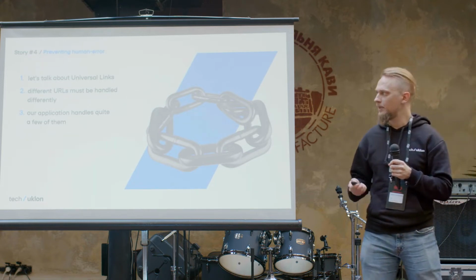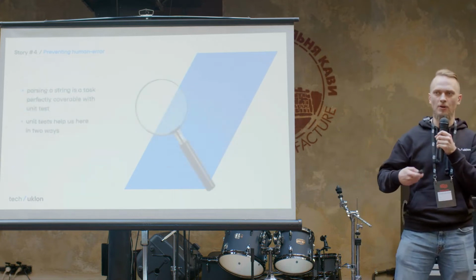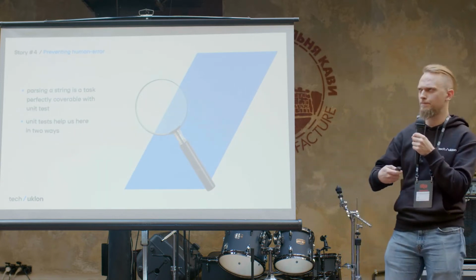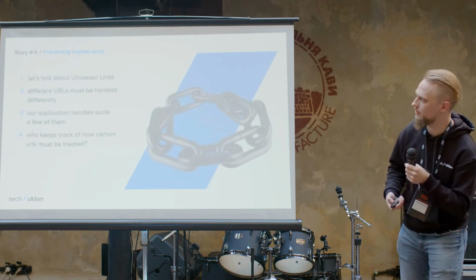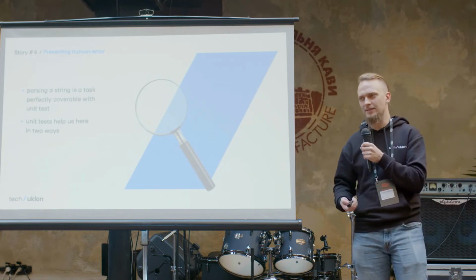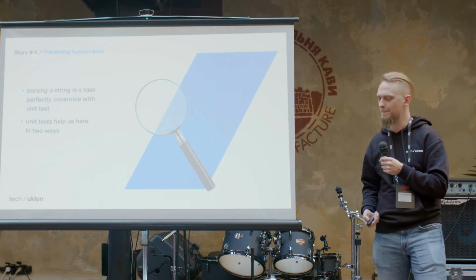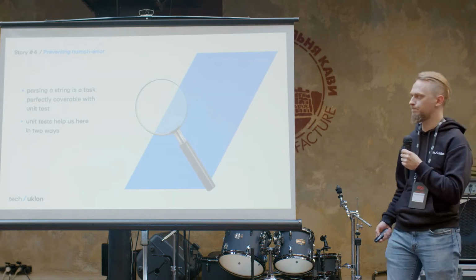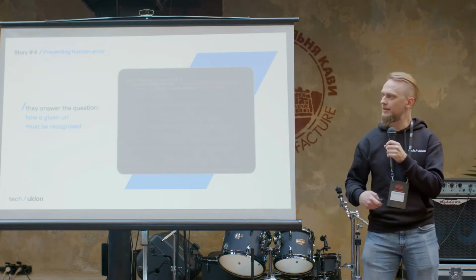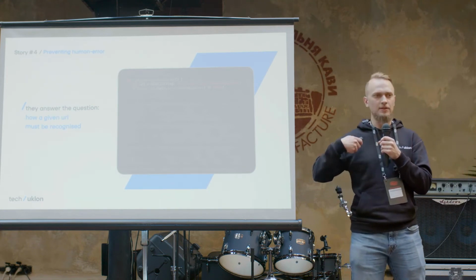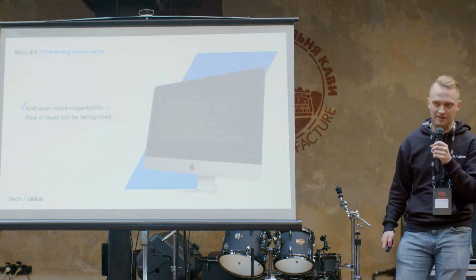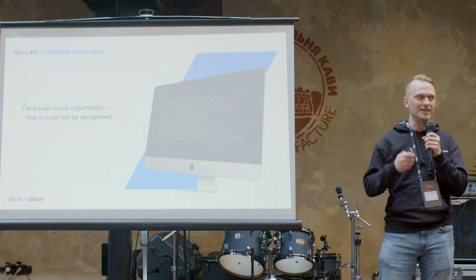Now the question is how to make sure that we distinguish between all the different supposed universal links and provide them with a unique response. And again, we're talking about parsing strings. And parsing strings is a task that is perfectly coverable with unit tests. And unit tests help us here in two ways. Well, first of all, for a given URL, the test answers a question: how this certain link must be recognized. But even more importantly, they answer a question of how this very same link must not be recognized.